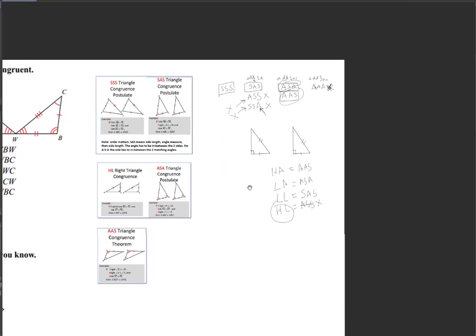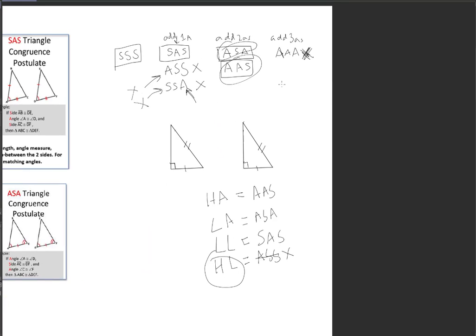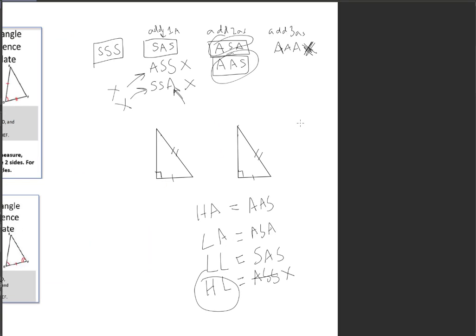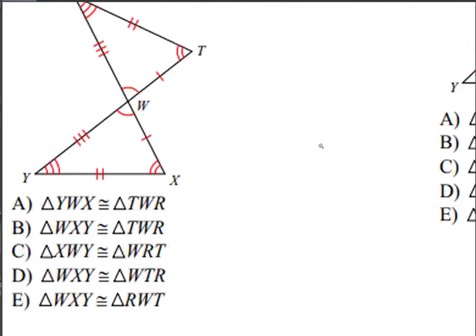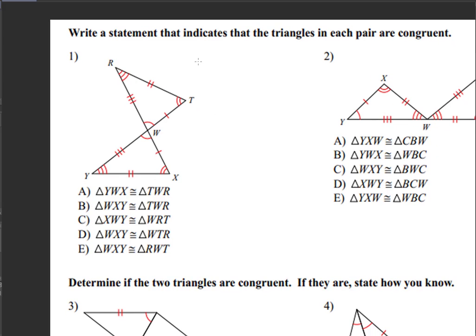All right, so I hope I clarified that a little bit. So that's basically how triangle congruence works. What I'm going to do is run through a bunch of problems so that you can see how they play out. All right, so here we go. Let's start with the first one. It says, write a statement that indicates that triangles in each pair are congruent.